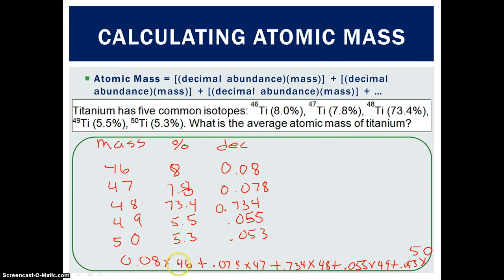So I multiply and add. Remember, get an idea of what you want the numbers to be before you plug them in. I need to be within this range. If I get something that's not between 46 and 50, I did something wrong. I plug it in. I get 47.93 AMU. We will definitely work more with this in class tomorrow.